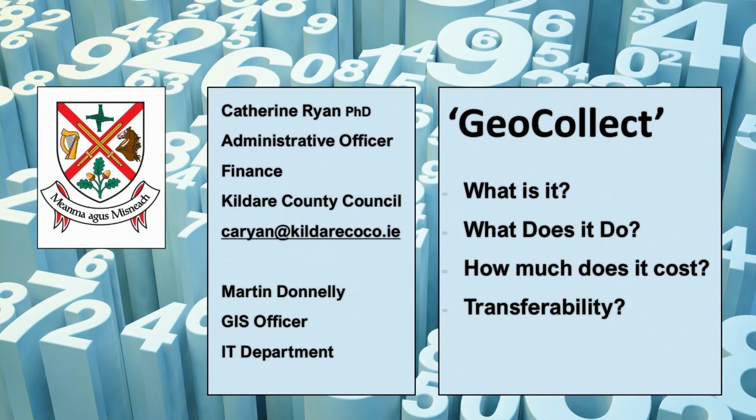Thanks, everyone. Okay, so I'm going to talk to you about GeoCollect. This is a system that we've developed in Kildare to help maximise income from commercial rates. As a local authority, we're no different to everyone else here. Income from rates is an extremely important source of funding for us with which to deliver services. We have a rate book of about 75 million, which is about 30% of our revenue budget. So it's very important that we try and maximise this area of income as much as we can, and GeoCollect is the system that enables us to do that.